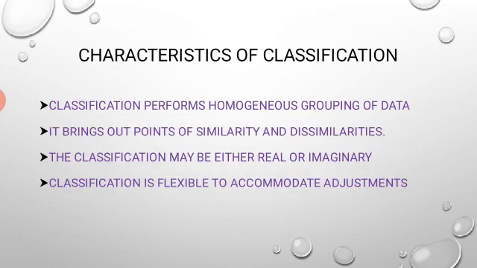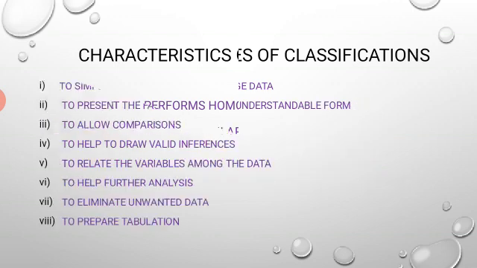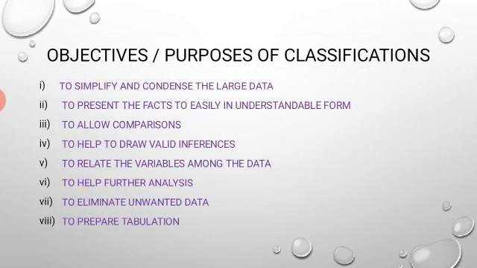Characteristics of classification. Classification performs homogeneous grouping of data. It brings out points of similarity and dissimilarities. The classification may be either real or imaginary. Classification is flexible to accommodate adjustments. Objectives of classification: to simplify and condense a large data, to present the facts in an easily understandable form, to allow comparisons, help to draw valid inferences, relate the variables among the data, to help further analysis, eliminate unwanted data, prepare tabulation.